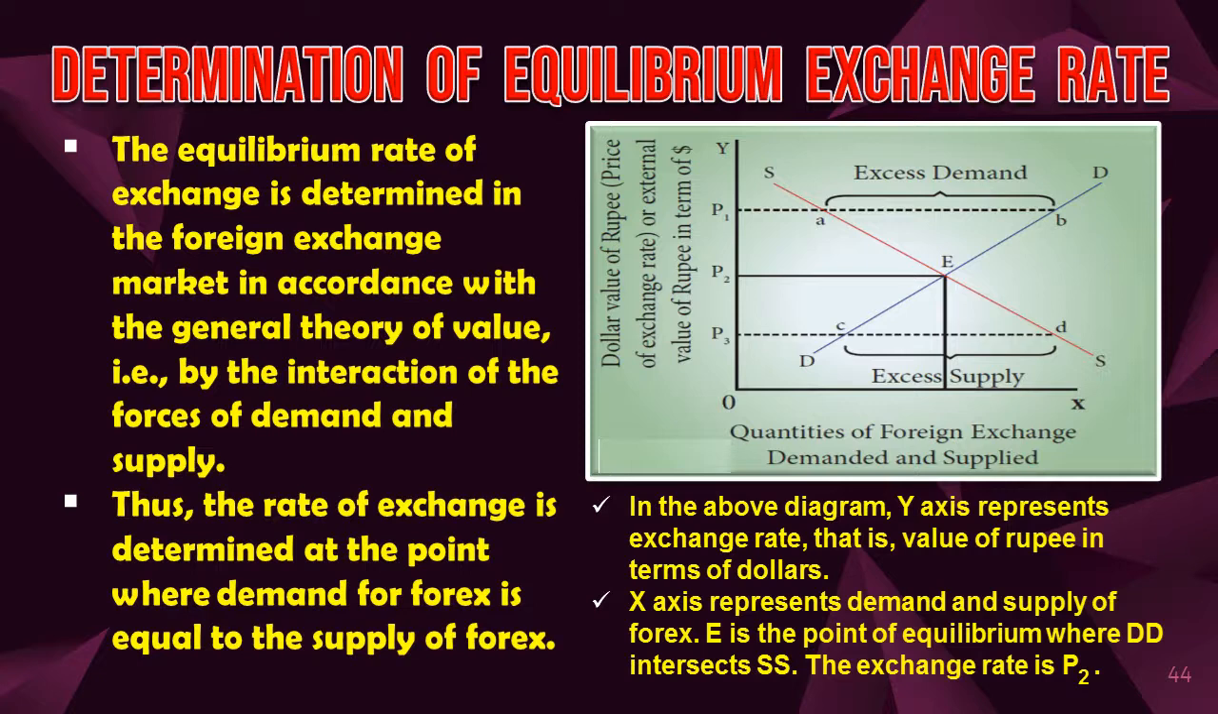See the point E. E is the point of equilibrium where DD, the demand curve, intersects SS, the supply curve. At that point the exchange rate is P2. See along the y-axis, can you see P2 there? So demand and supply attain equilibrium at the point E, where the exchange rate is P2.